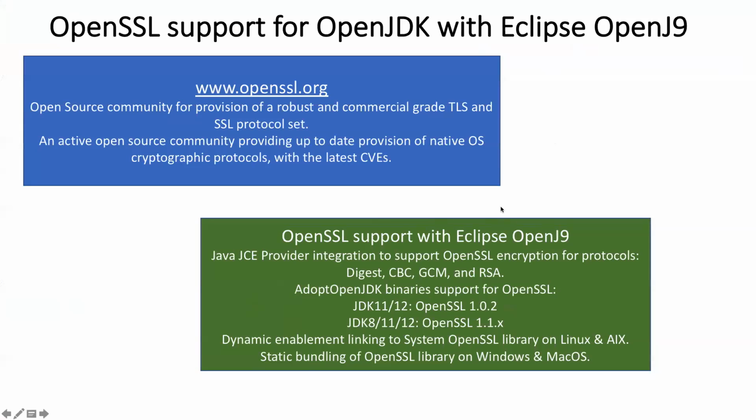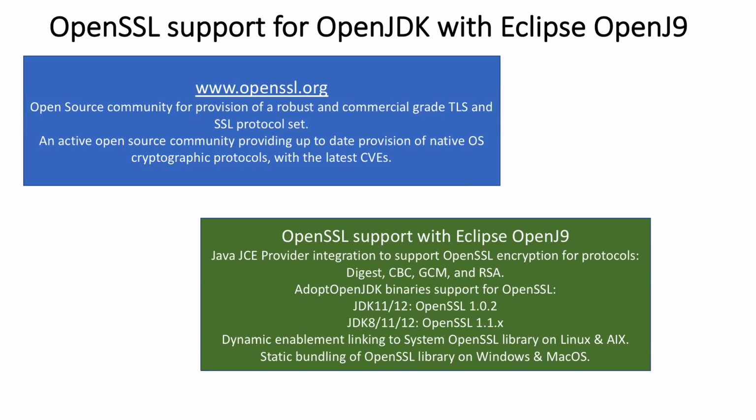Here we go. So, OpenSSL support for OpenJDK with Eclipse OpenJ9. What is OpenSSL? OpenSSL.org is an open source community that provides a commercial grade TLS and SSL protocol set. Basically a high performance set of cryptographic protocols, and it's kept up to date by the community with the latest CVEs, and is an active community.